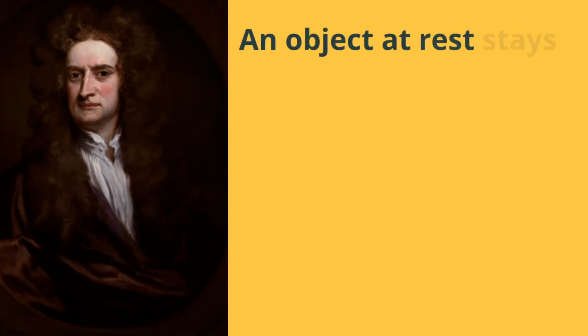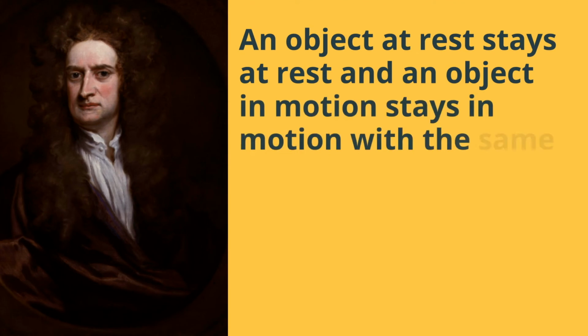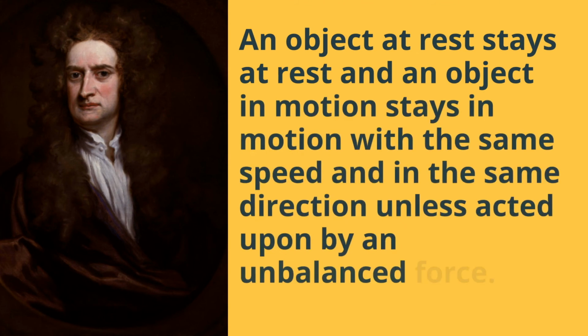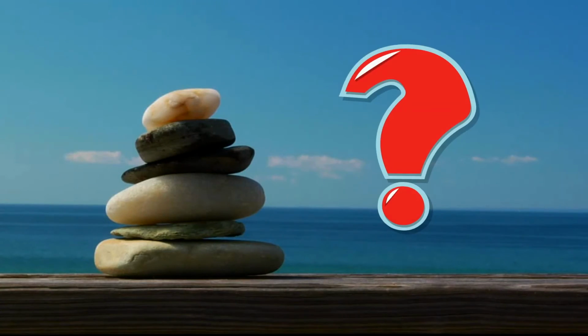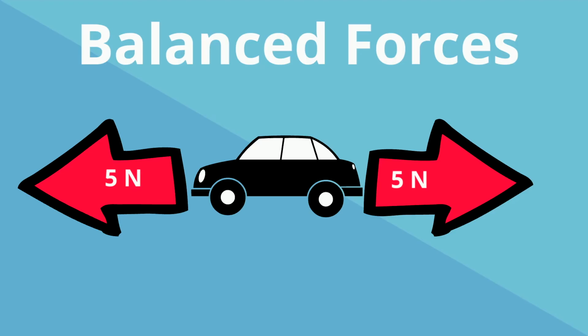Newton's first law of motion states that an object at rest stays at rest, and an object in motion stays in motion with the same speed and in the same direction unless acted upon by an unbalanced force. But how are balanced and unbalanced forces different? Balanced forces will cause no change in the speed of an object.